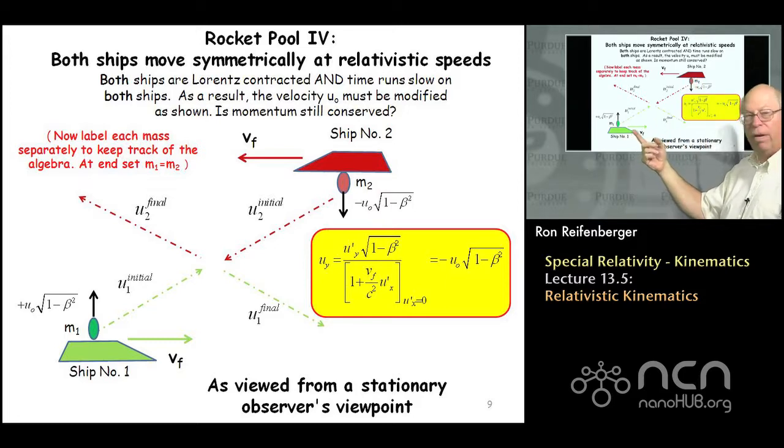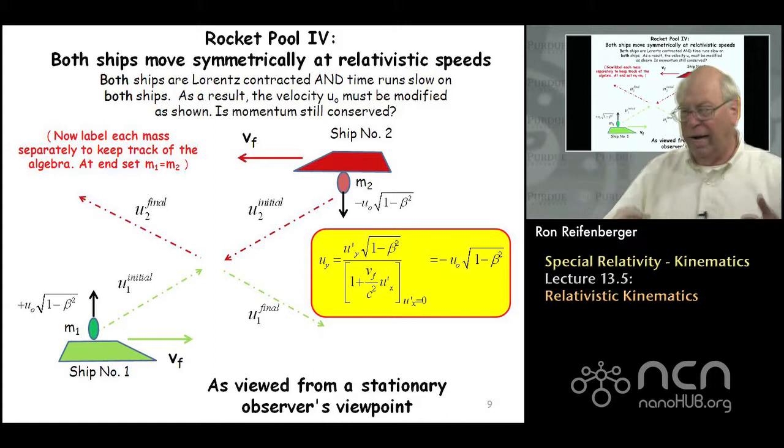You would see that ship number 1 is going to be length contracted. These are due to the Lorentz-Einstein transformation equations, right? You would see the time runs slow on both ships because both ships are moving at velocities comparable to the speed of light.